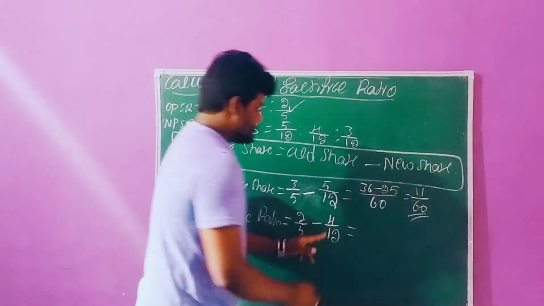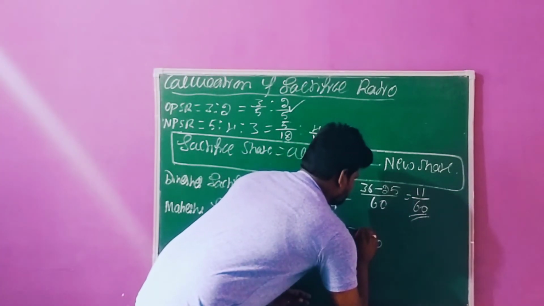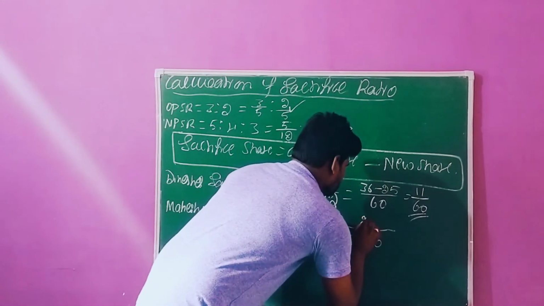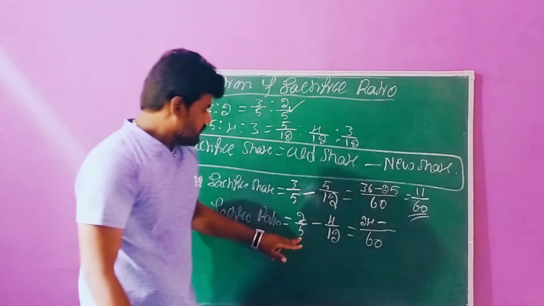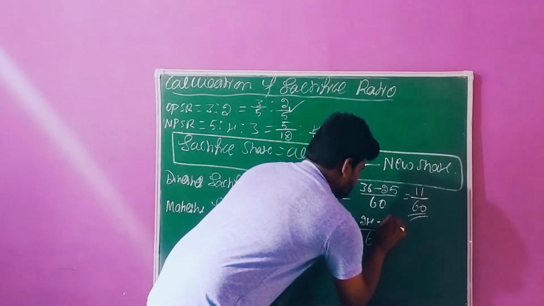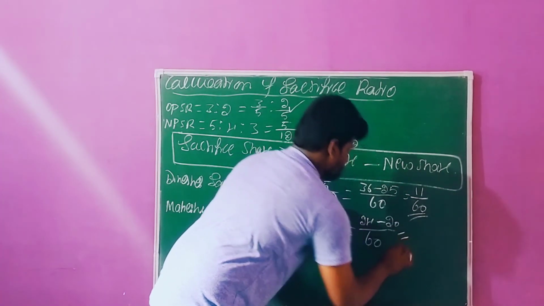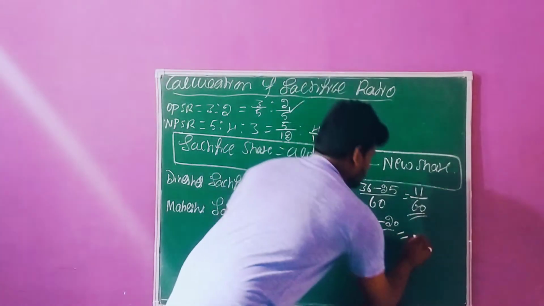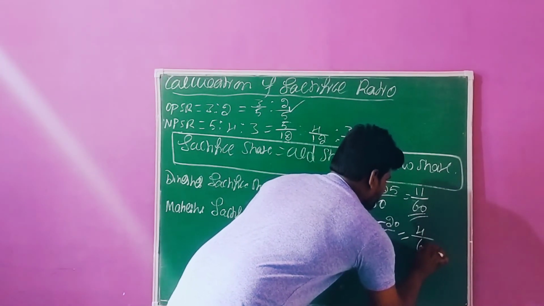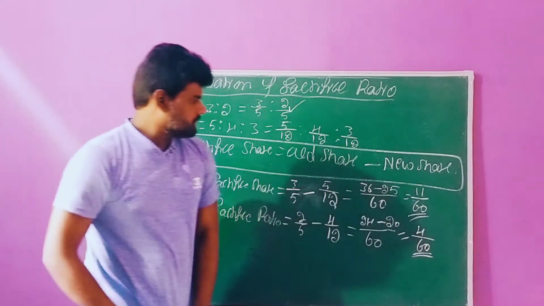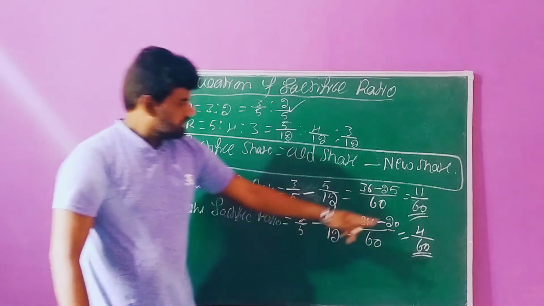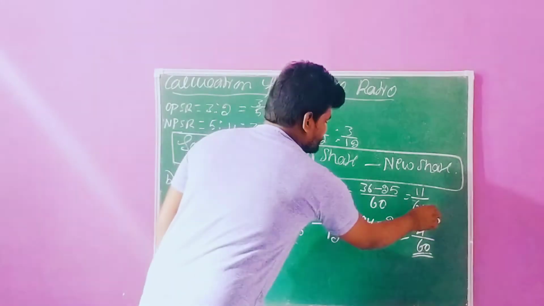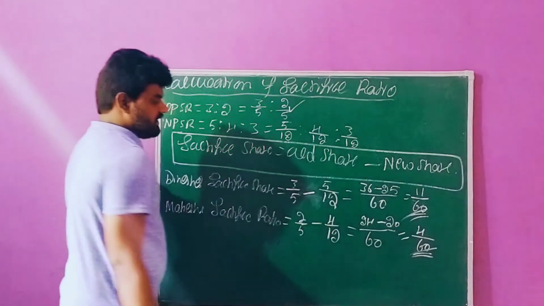5 12s are 60. 2 12s are 24 minus 5 4s are 20. 24 minus 20, the remaining balance is 4. 4 divided by 60. So 11 divided by 60 and 4 by 60. 60 cancels, so 11 is to 4.